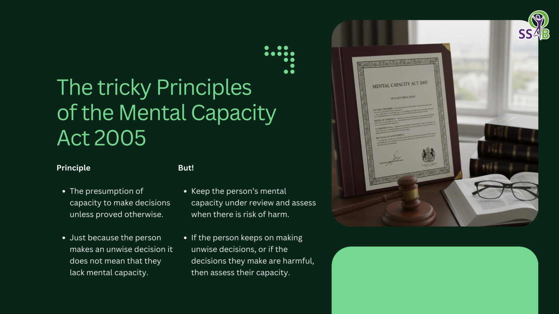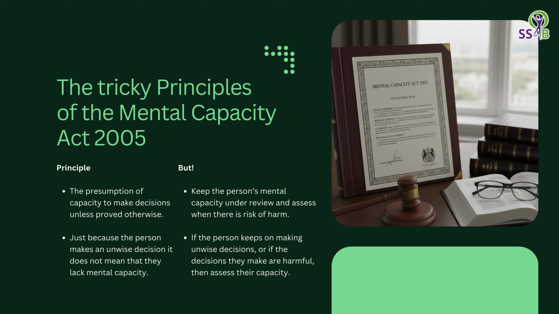You will also be familiar with the principles of the Mental Capacity Act 2005. However, two of these principles prove especially problematic in practice. And these are Principle 1, the presumption of capacity to make decisions unless proved otherwise. And the problem here is, when would you ever assess a person's mental capacity? And the key thing to do is to keep the person's capacity under review and to identify situations when they appear to put themselves at risk of harm.